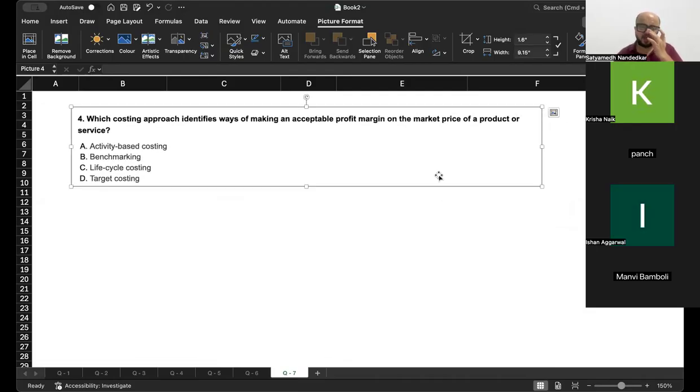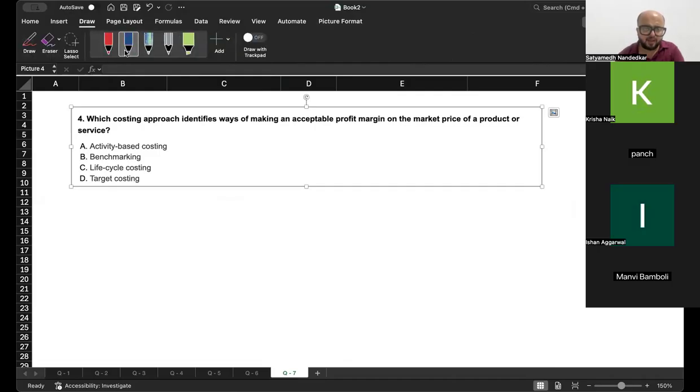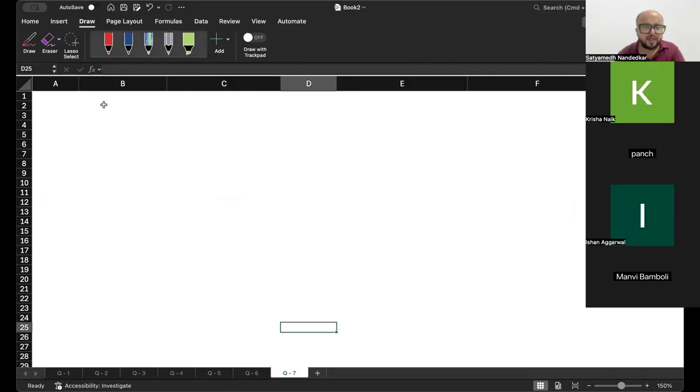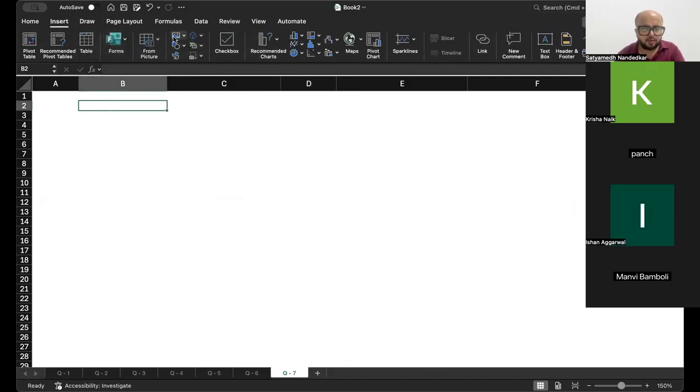Which costing approach identifies ways of making an acceptable profit margin on the market price of a product? Okay, making an acceptable profit margin on the market price. This relates to target costing. So probably we should not pick up this question. Let's pick up the next one.